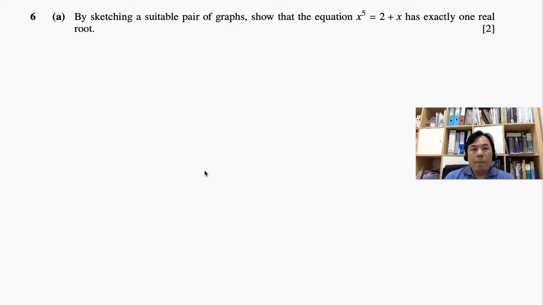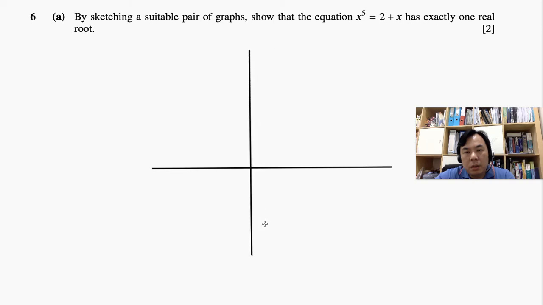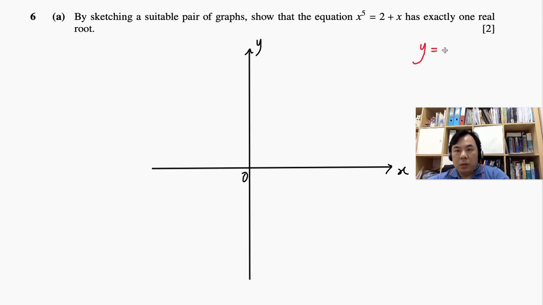Okay, now next. By sketching a suitable pair of graphs, show that the equation has exactly one real root. The suitable pair of graphs that I can think of, let me get the cross here. Let me label this as y, this is x, 0 is here. The pair of graphs that you can get easily is y equal to x5 and a linear graph.